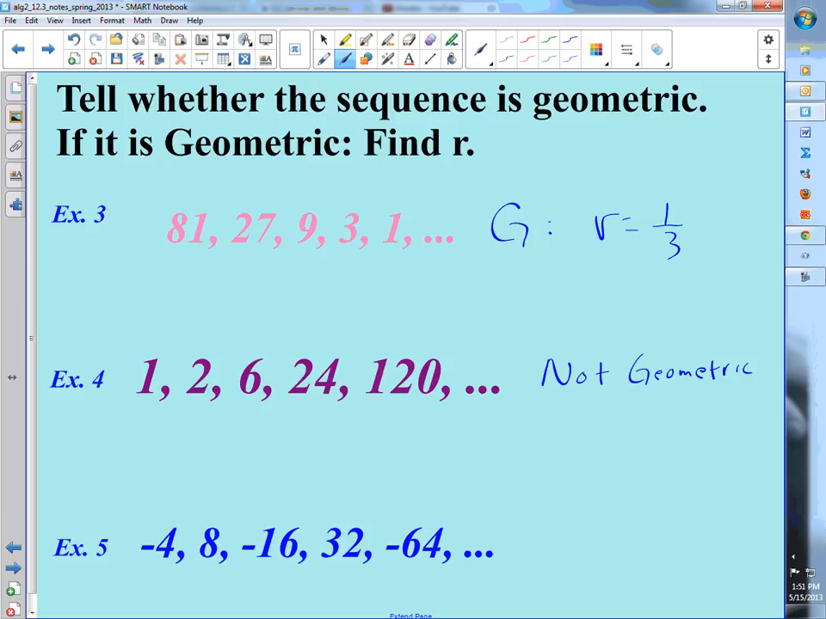Look at me. Is this an arithmetic sequence? It is. What are you adding to get from one term to the next? That's called the common difference.